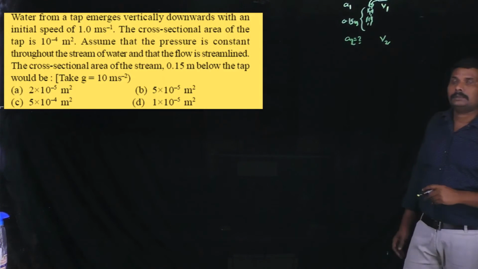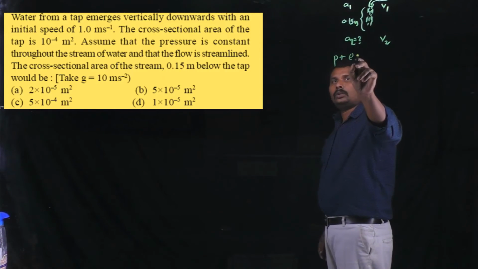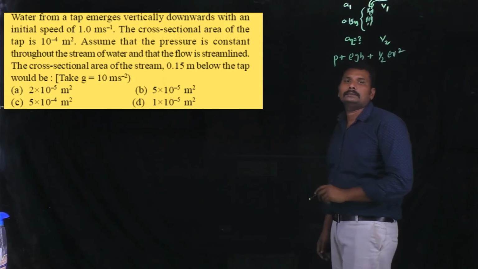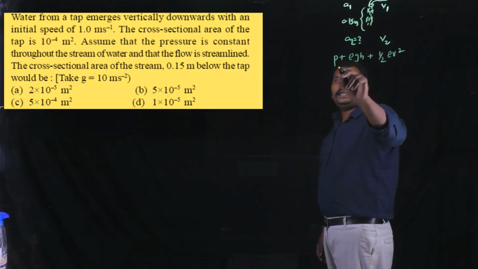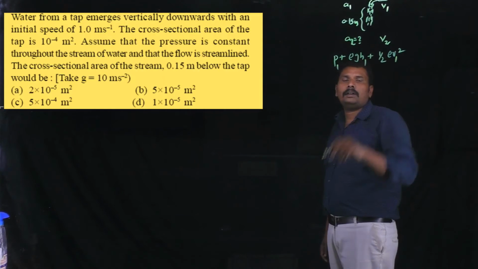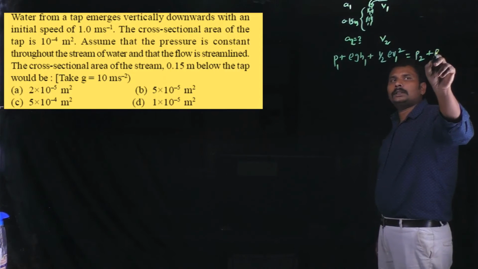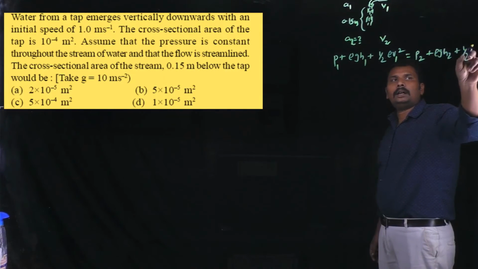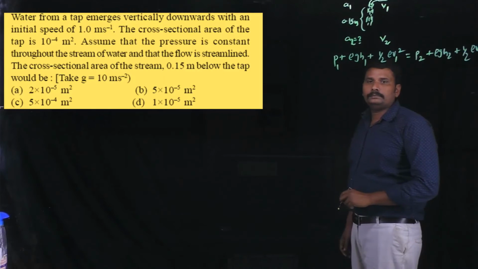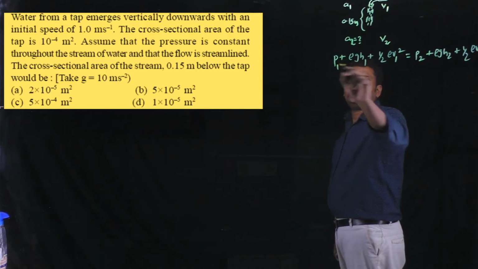From the Bernoulli's principle, from the statement, it is P plus rho g h plus half rho v square is constant. At the end of the pipe, it is P1 plus rho g h1 plus half rho v1 square is equal to P2 plus rho g h2 plus half rho v2 square. Okay. In the question, the pressure is constant throughout the stream of the water. Here there is no pressure difference.